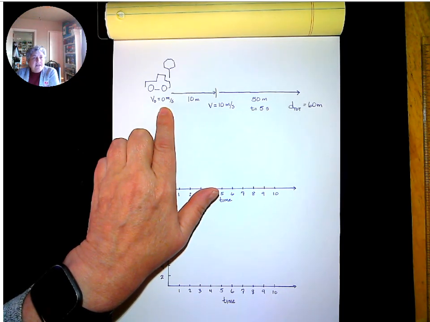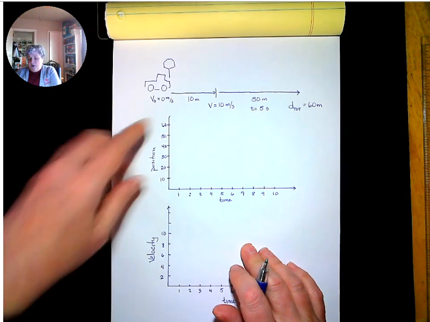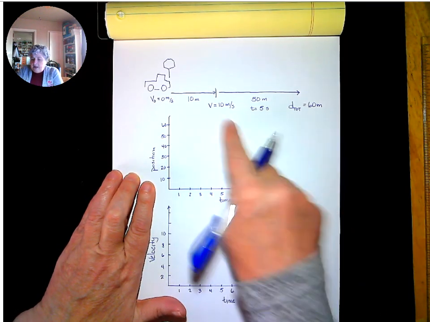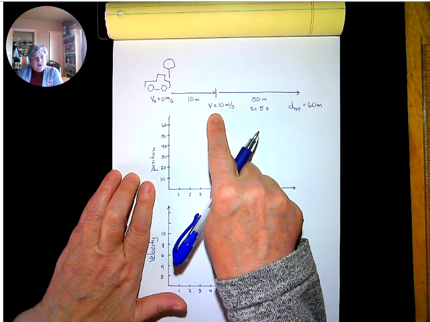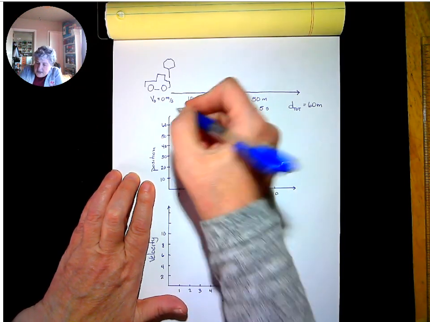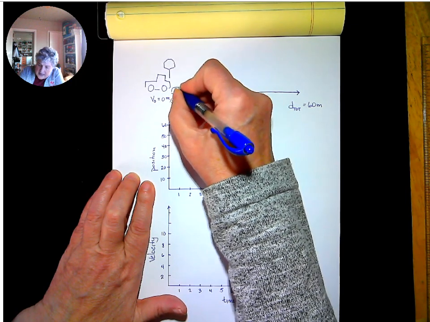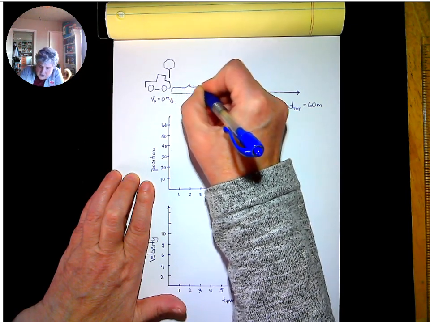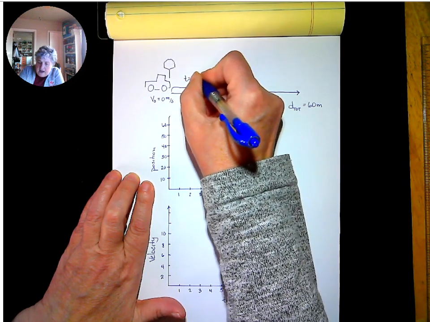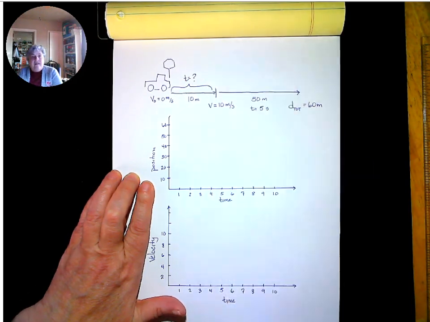But there are some other things that we want to look at. For example, we want to maybe make a position versus time plot. Well, I know that once I hit 10 meters per second, I'm going to travel for 5 seconds. But what I don't know is the time that it took to do this. So that's one of the things I might want to find out.